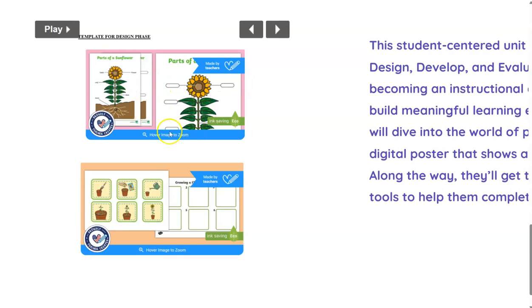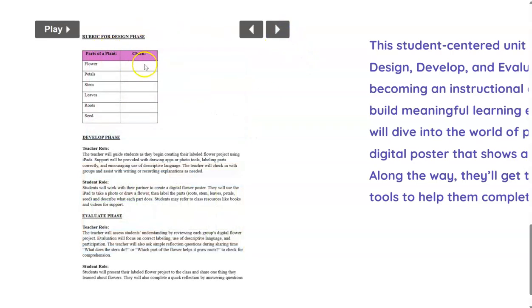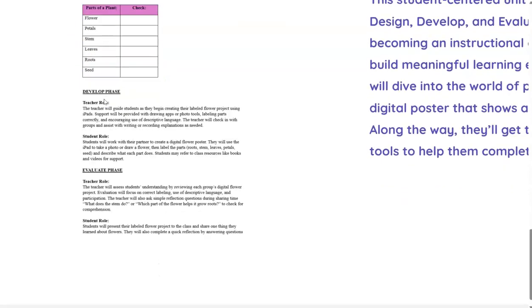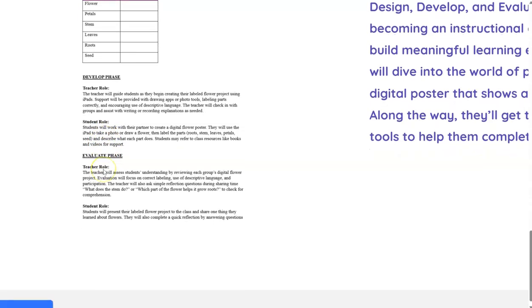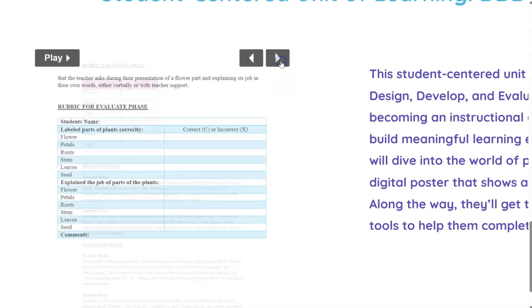Here's one thing that the children can do using the Twinkl.com app. They're able to label a sunflower and then sequence how you plant a flower in a plant. Here's a rubric for the design phase, and then the develop phase. Again, there's the teacher role and the student role, and then finally the evaluate phase with the teacher and student role, and also the rubric of how I would evaluate the final project for my students.